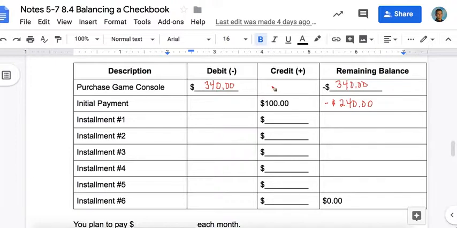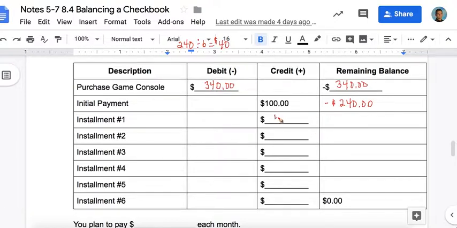Okay, now we have $240 left, and we need to pay that over the next 6 months. So we have to divide that over 6 months. Now, I can't see it right now, but underneath the question up here, I want you to write 240 divided by 6. And 240 divided by 6 is $40. So we are going to have to pay installments of $40 over those 6 months.